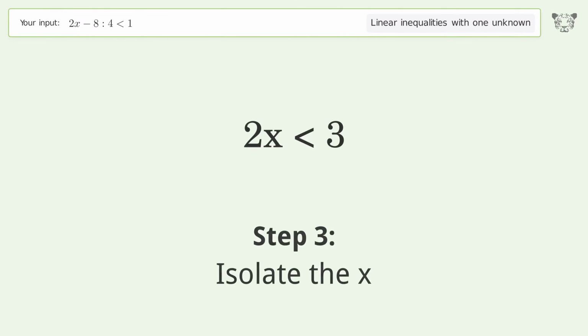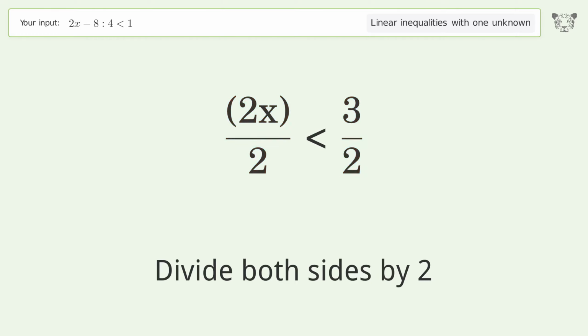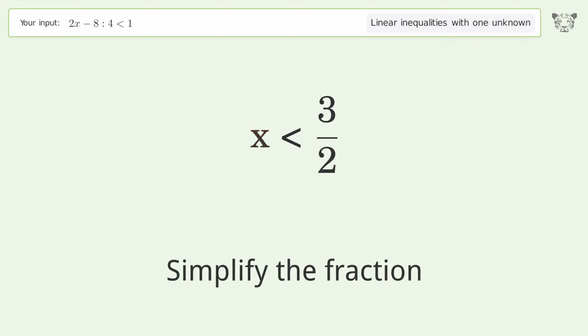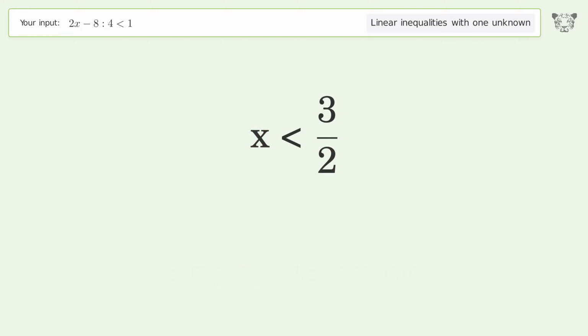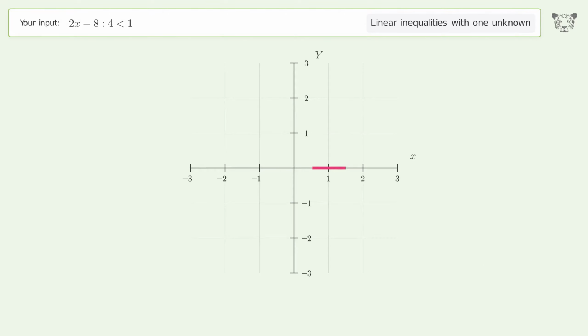Isolate the x. Divide both sides by 2. Simplify the fraction. Plot the solution on a coordinate grid. And so the final result is x smaller than 3 over 2 smaller than 11 over 2.